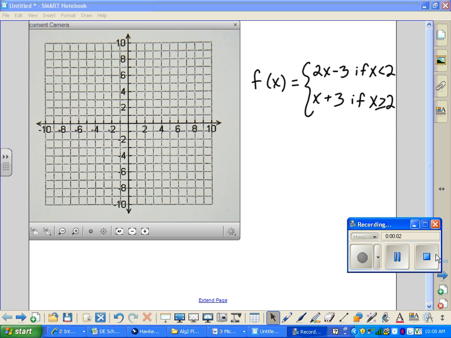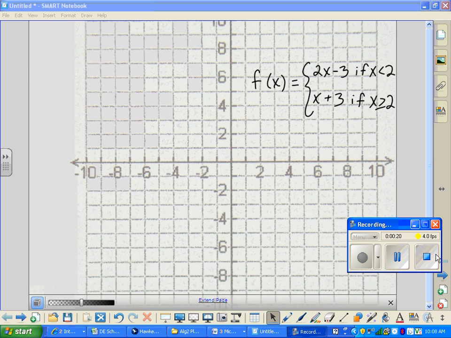So let's look at it this way. On the first graph, the 2x minus 3 is for values that are less than 2. And then the other one, of course, is for values that are greater than or equal to 2. So can you see where this would give me a boundary here?